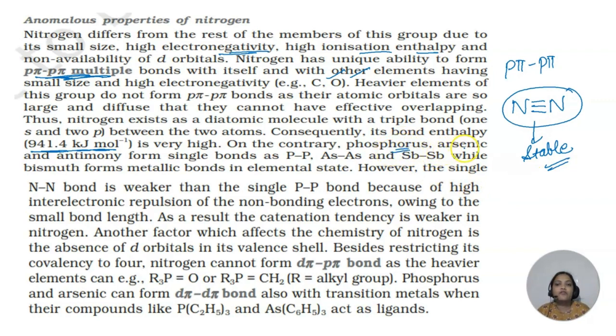So on the contrary, phosphorus, arsenic, antimony, they will form single bonds. And bismuth forms metallic bonds in elemental state. Now you know that nitrogen single bond will be weaker than phosphorus bond because of high interelectronic repulsion of non-bonding electrons. That is why nitrogen does not show this catenation tendency. Nitrogen cannot form d-pi p-pi bonds because it does not have vacant d orbitals. So keep that in mind.